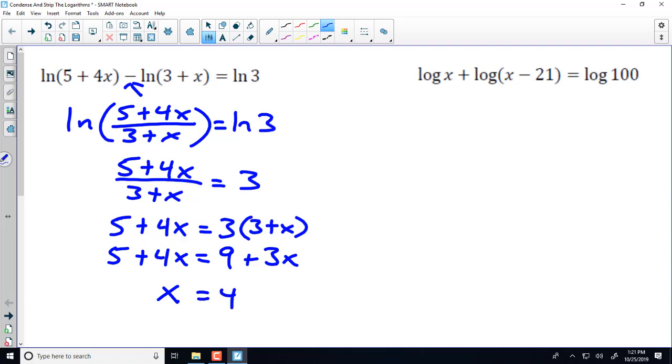The answer is 4 because if we take 4 and plug it back into the original equation, anywhere we see an x, we will only take the logarithms of positive numbers. So that one's cool. Let's do the next one.